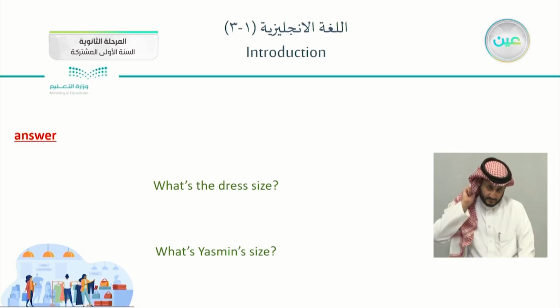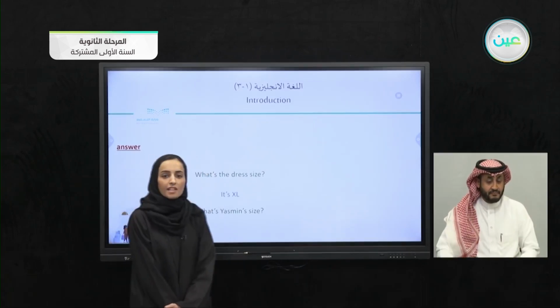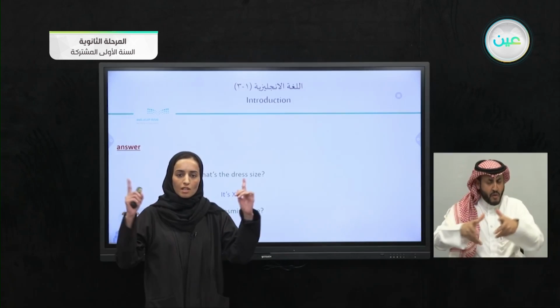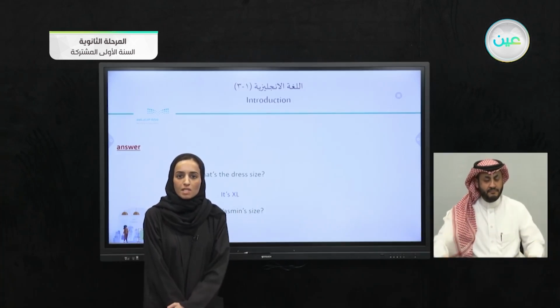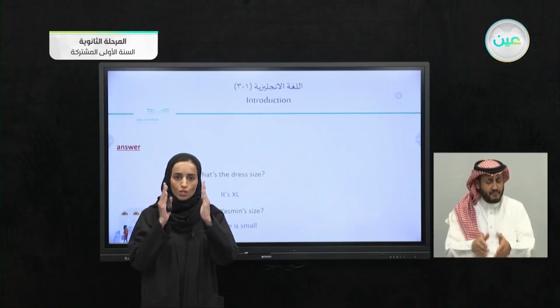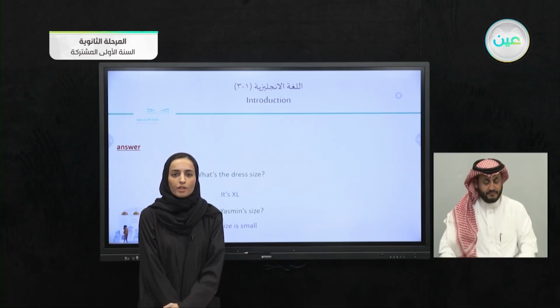Okay, so what is the dress size? The dress is actually an XL. It is an extra large dress, so it is a larger one. How about Yasmin's size? Her size is small, so she needs a smaller size than the XL we have, she needs a smaller one.